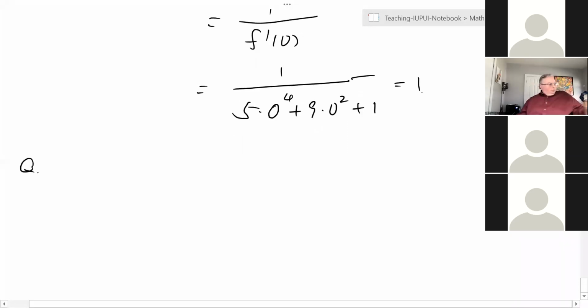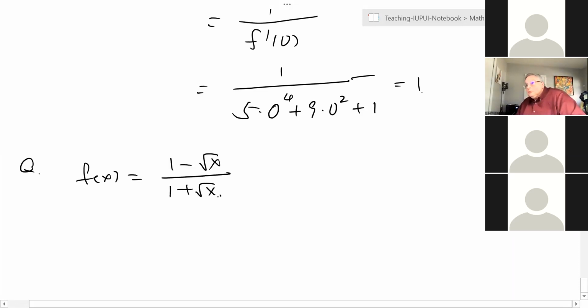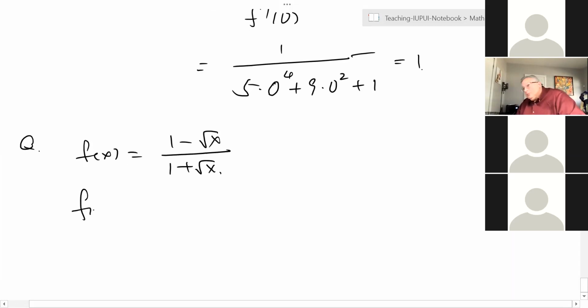Okay, let's take a look at the next problem. f(x) is going to be (1 - √x)/(1 + √x). Okay, find the inverse.